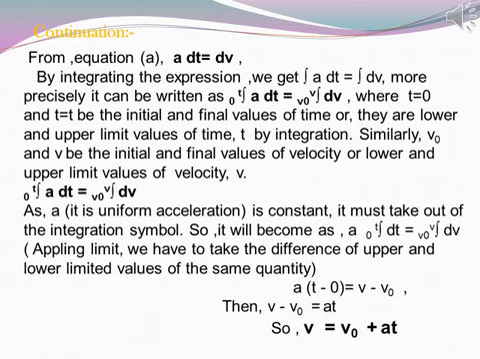Here, by applying limits, we have to take the difference of upper and lower limit values of the same quantity. So, it will be taken in the form of a(t - 0) = v - v0, then v - v0 = at. So, v = v0 + at. Hence, we have derived the first kinematic equation by the method of integration.